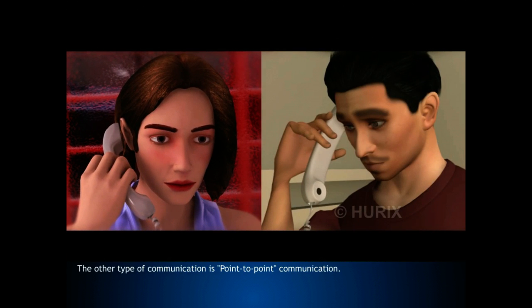The other type of communication is point-to-point communication. If you talk to a friend over the phone, it is point-to-point communication. This mode is called point-to-point because it is a link between a single transmitter and a single receiver.